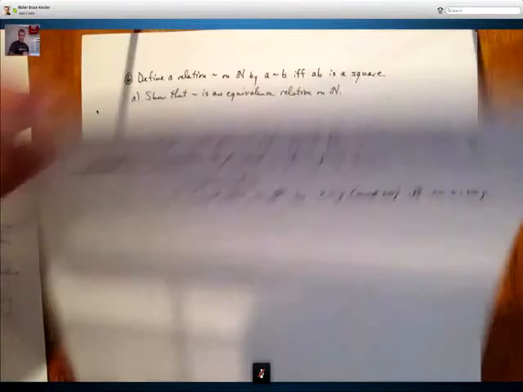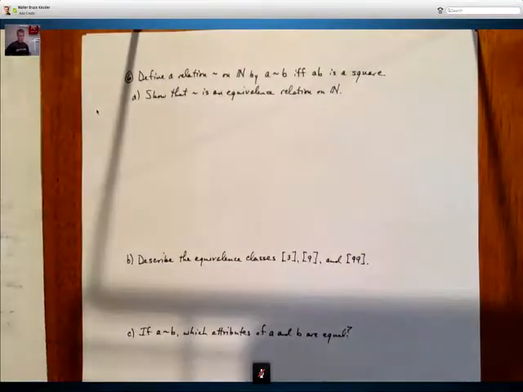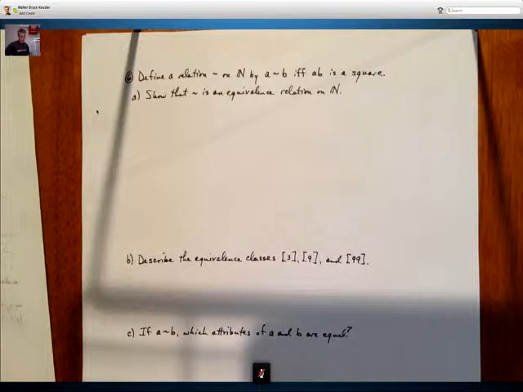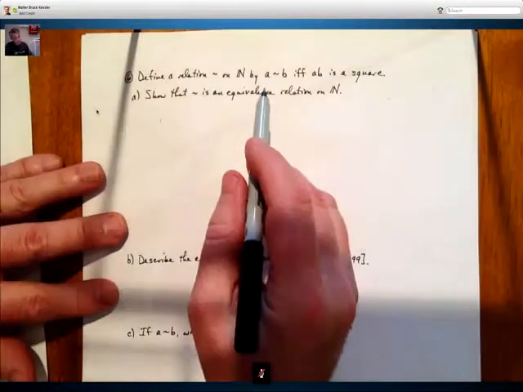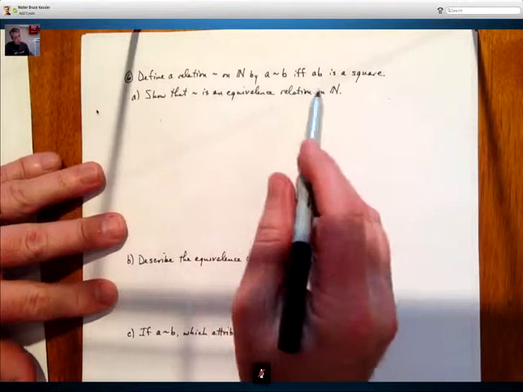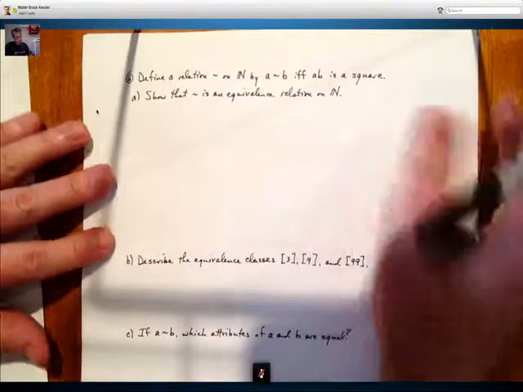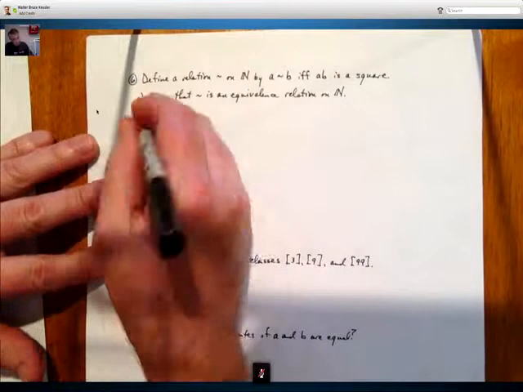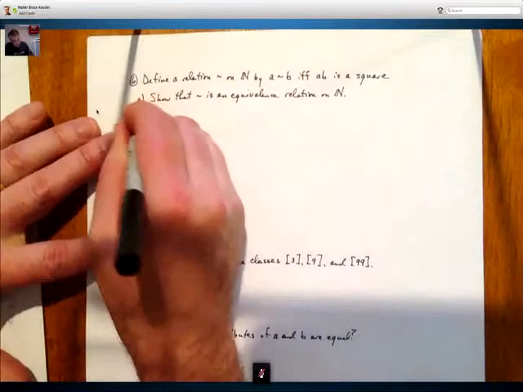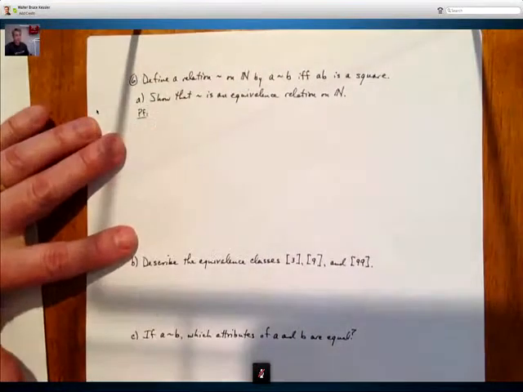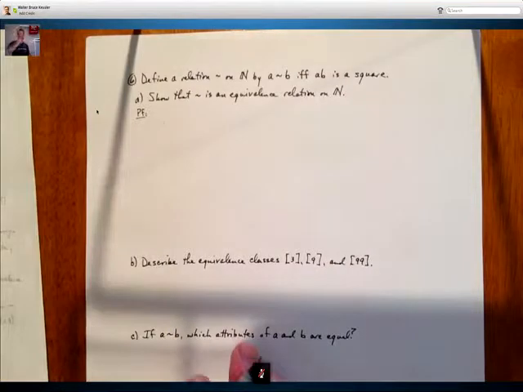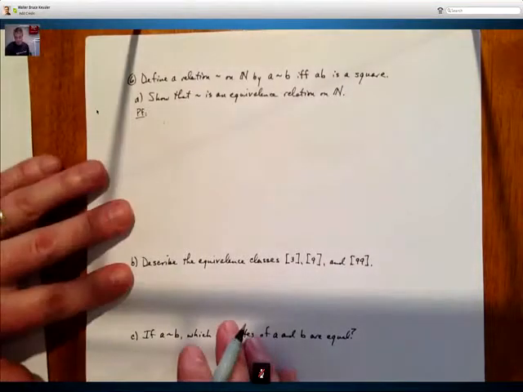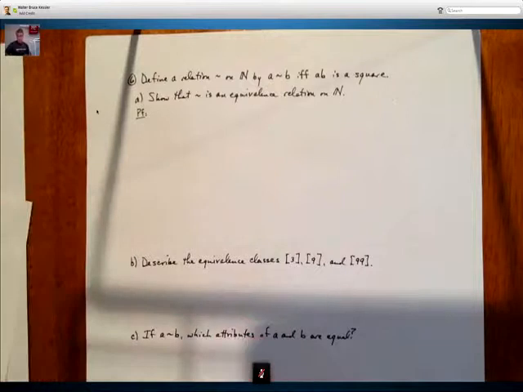Okay, so not a lot of work on that one. And then 6 says, okay, define a relation squiggle on N by A squiggle B if and only if AB is a square. Okay, so we need to show 3 things: reflexive, symmetric, and transitive. And transitive is the only one here that's really, I think, a challenge.